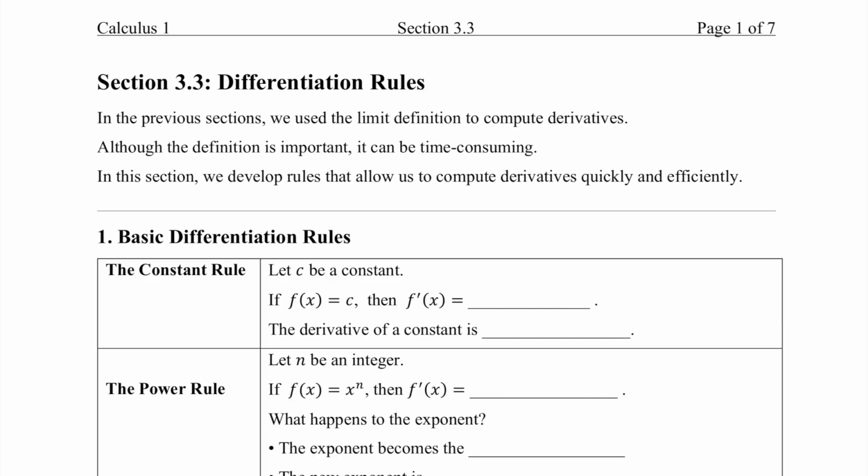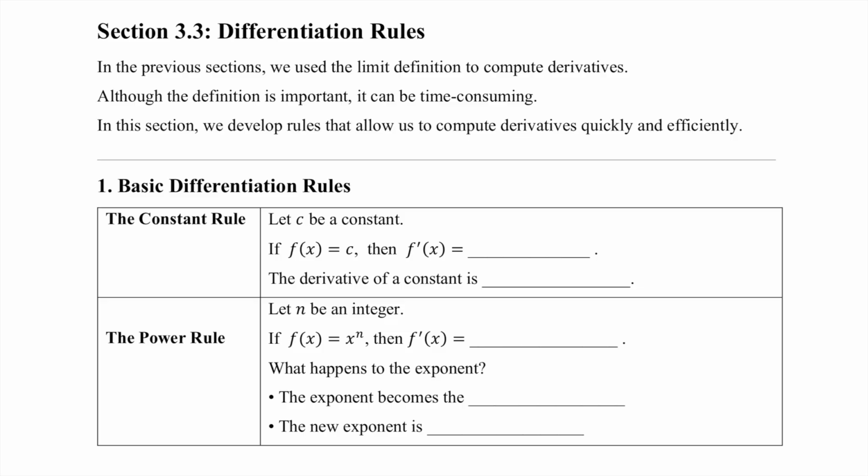In the previous sections, we learned how to compute derivatives using the limit definition. The limit definition is very important because it shows us what a derivative really means. However, using the limit definition can be slow and time-consuming. So in this section, we are going to learn some rules that help us compute derivatives much faster and more efficiently. These rules will make taking derivatives much easier, especially for more complicated functions.